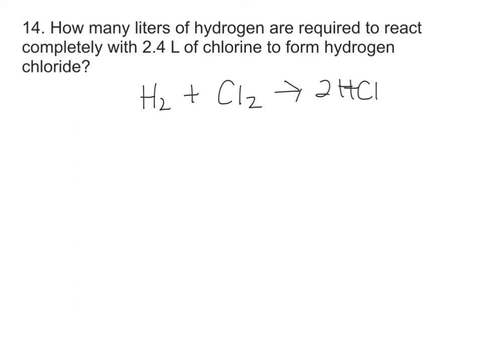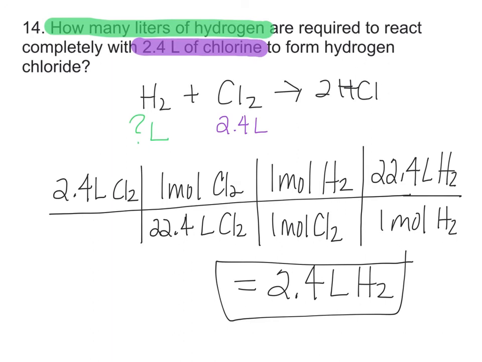Number 14, how many liters of hydrogen are required to react completely with 2.4 liters of chlorine to form hydrogen chloride? So here's where we pause the video and work the problem and then come back and see if you get it correct. So hopefully you got 2.4 liters of hydrogen. But let's look at the problem in case you didn't. If you did get it, go ahead and skip to the next slide because you're on the right track. But if not, let's talk about it a little bit.